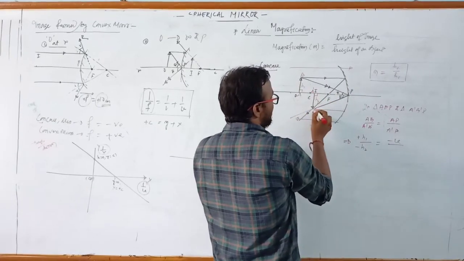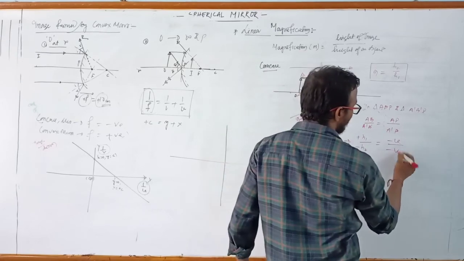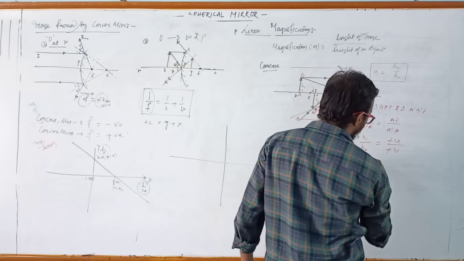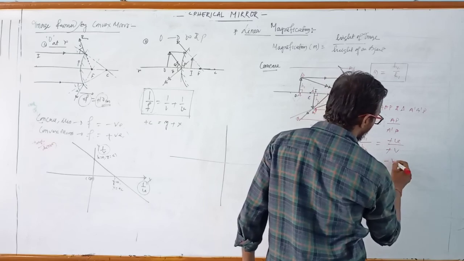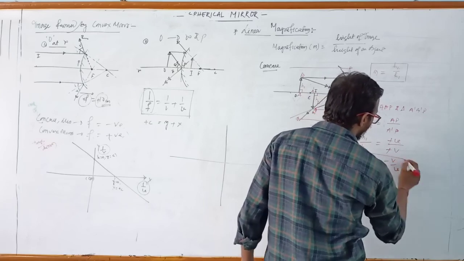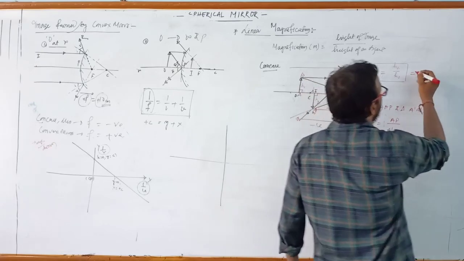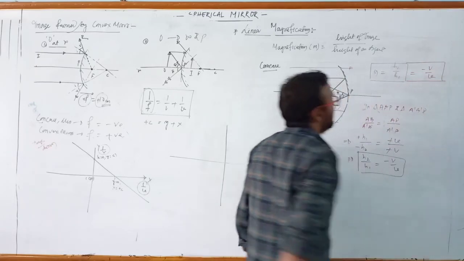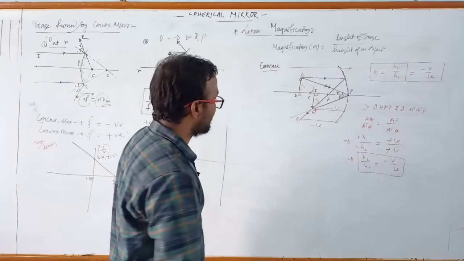Similarly, this distance A'P is equal to minus v. Minus minus cancel. So we can write h2 by h1 is equal to minus v by u. And if you use this relation, minus v by u is the magnification for a concave mirror.